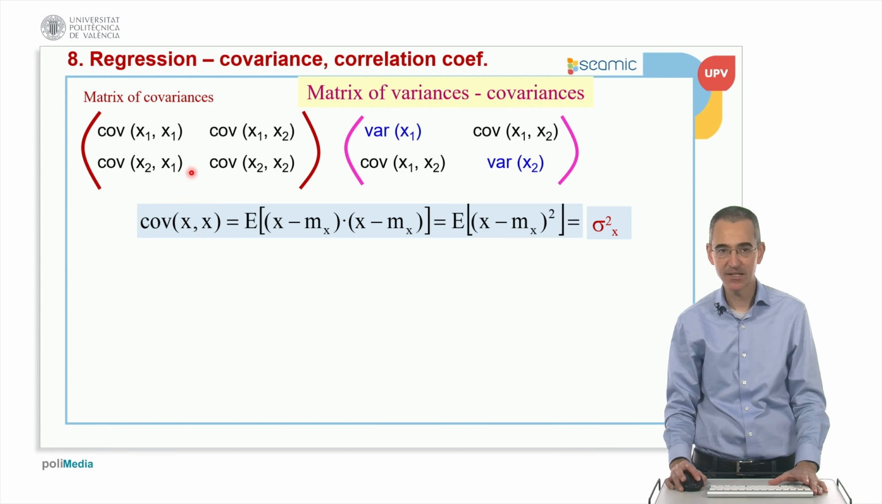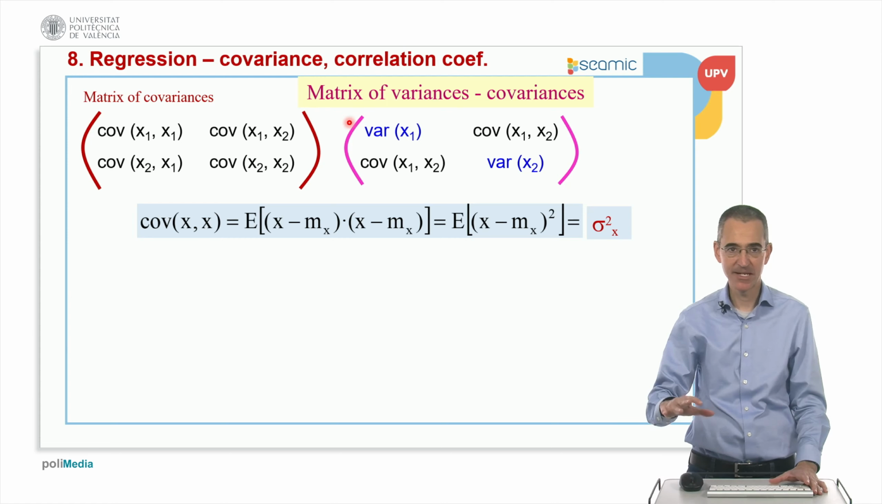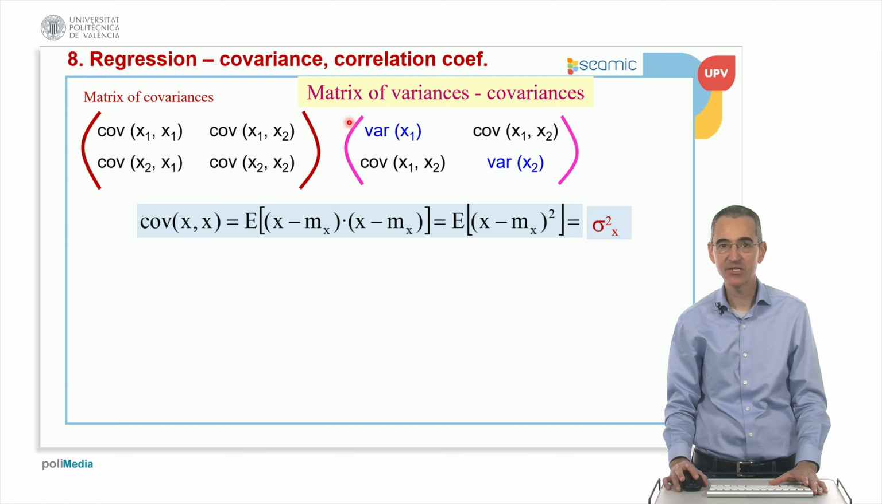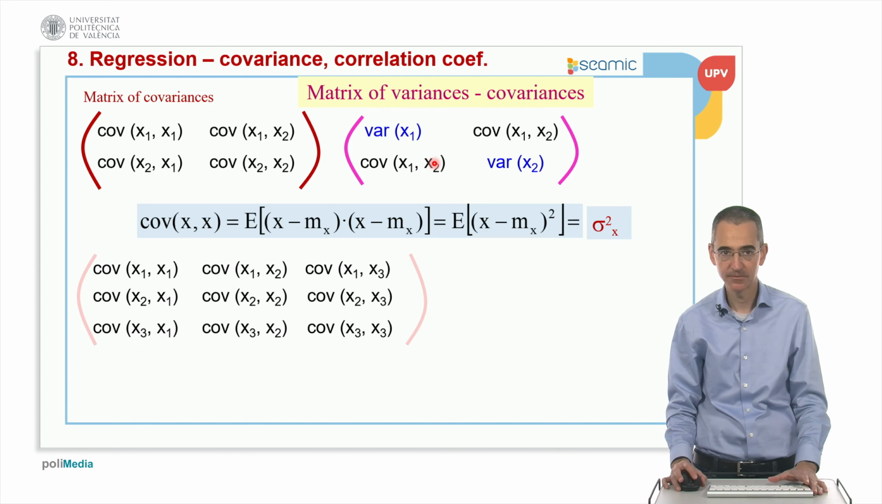So this matrix, where all elements are covariances, which is why it can be called the matrix of covariances, becomes a matrix where the elements of the main diagonal are the variances. So this is why this matrix has two possible names. It can be called the matrix of covariances or the matrix of variances-covariances, because the elements in the main diagonal are the variances and the elements outside the main diagonal are the covariances.